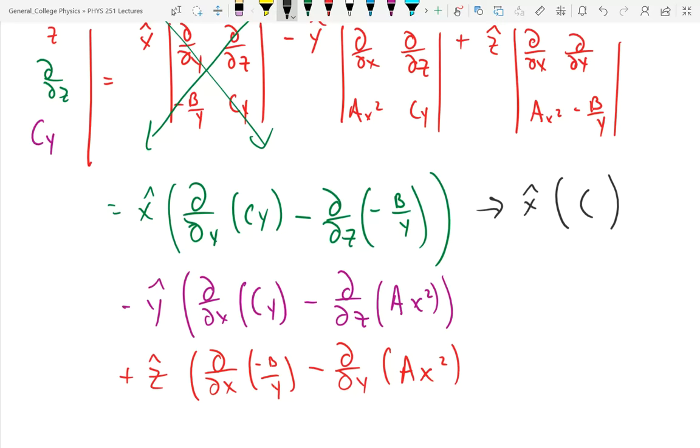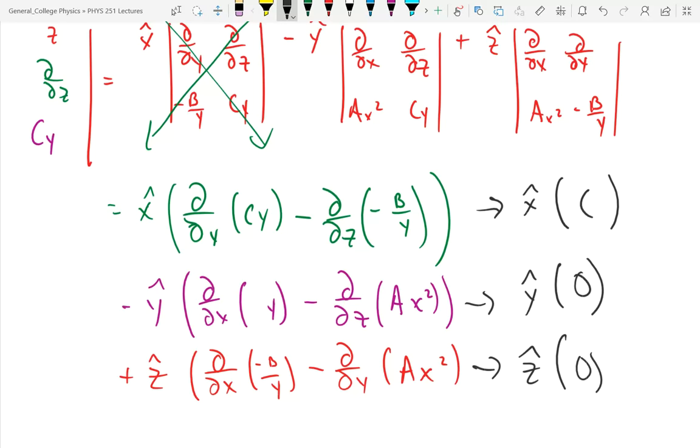Notice I would have had plus 0 because the partial derivative of b over y with respect to z is 0. But the first term gave me not 0. If I do the second one here, partial with respect to x of y is 0. Partial with respect to z of ax squared is 0. So like Nathan said, it is 0. The z direction, partial with respect to x of minus b over y is 0. Partial with respect to y of ax squared is 0. Those two are 0, but one of them wasn't 0, hence not conservative.